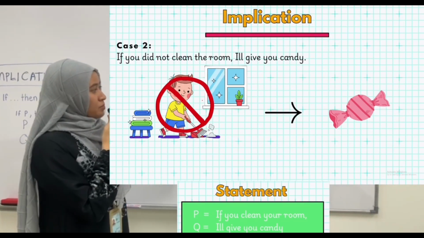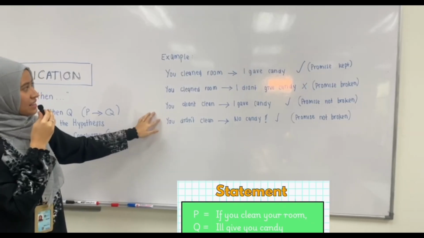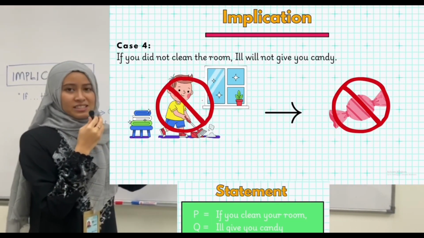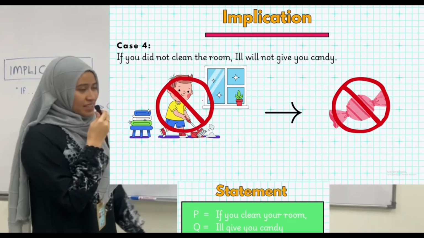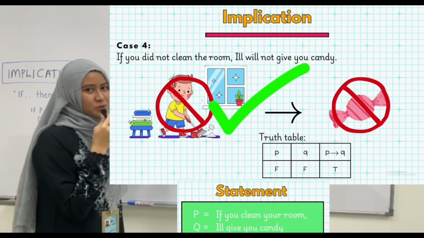The third example is you didn't clean your room, I give you candy. So the promise is kept, so the statement is true. And the last example is you didn't clean, no candy. So there was no promise in the first case, so the promise was not broken and the statement is true.